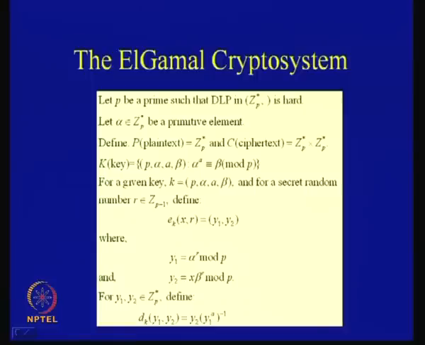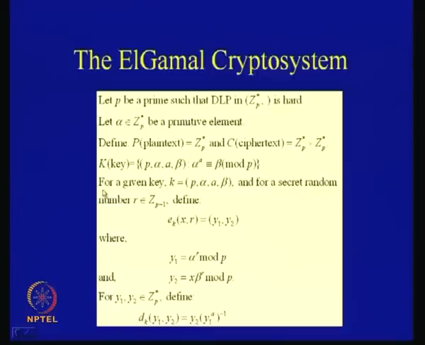Immediately you know that any cryptosystem is a 5-tuple. So there is a corresponding plaintext space and also a corresponding ciphertext space. Here the plaintext is chosen from Z_p star, that is, it is any element in Z_p star. However, the ciphertext is an ordered pair, that is, you can refer to it as (y1, y2), where y1 is an element of Z_p star and y2 is also an element of Z_p star. So the space of ciphertext is obtained by the Cartesian product of Z_p star and Z_p star.